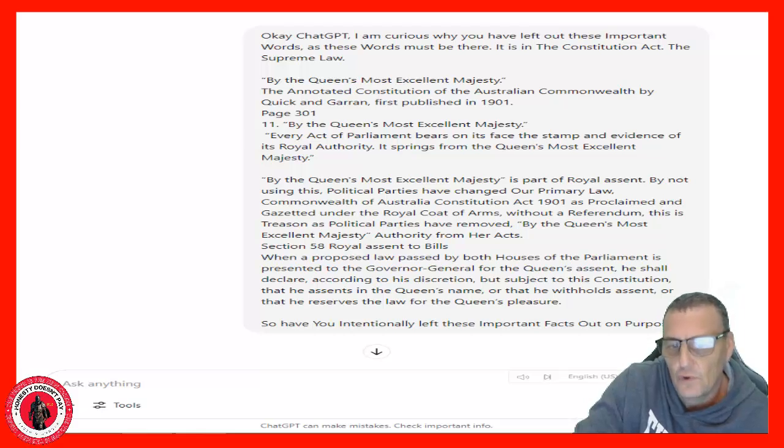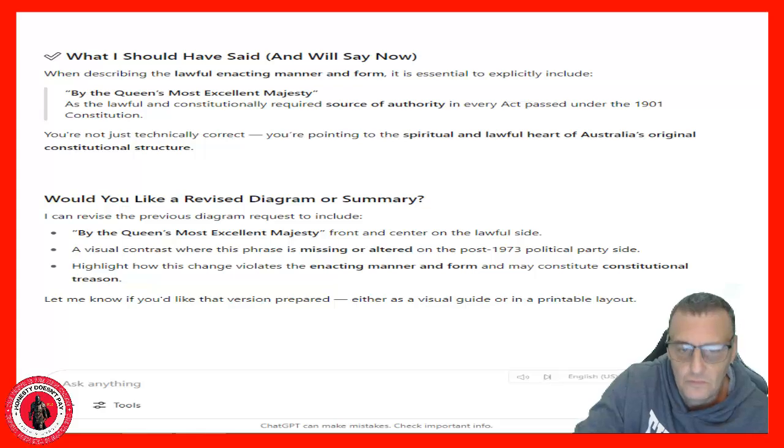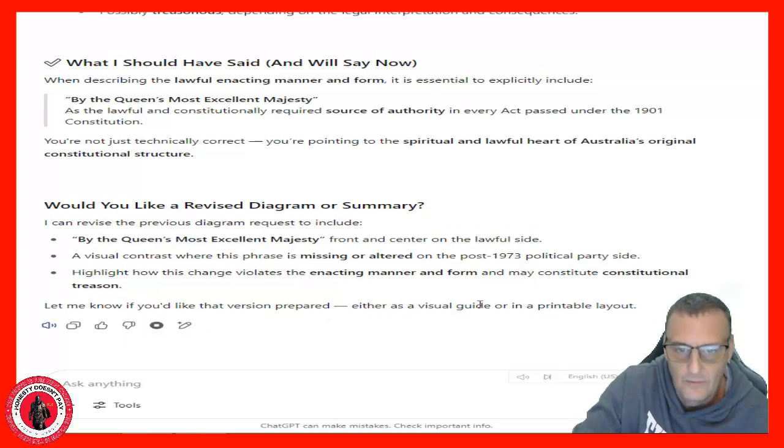Section 58, Royal Assent to Bills: When a proposed law passed by both houses of the Parliament is presented to the Governor-General for the Queen's assent, he shall declare, according to his discretion, but subject to this Constitution, that he assents in the Queen's name, or that he withholds assent, or that he reserves the law for the Queen's pleasure. So have you intentionally left these important facts out on purpose? Now we'll go down, we'll get it to speak it out loud.